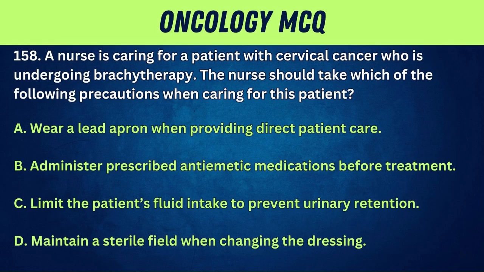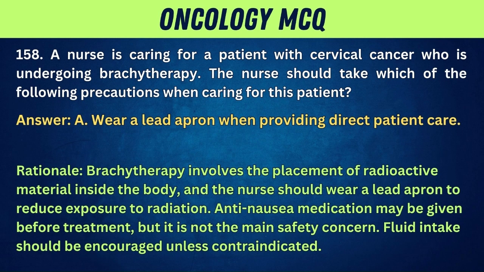158. A nurse is caring for a patient with cervical cancer who is undergoing brachytherapy. The nurse should take which of the following precautions when caring for this patient? A. Wear a lead apron when providing direct patient care. B. Administer prescribed antiemetic medications before treatment. C. Limit the patient's fluid intake to prevent urinary retention. D. Maintain a sterile field when changing the dressing. Answer: A. Wear a lead apron when providing direct patient care.